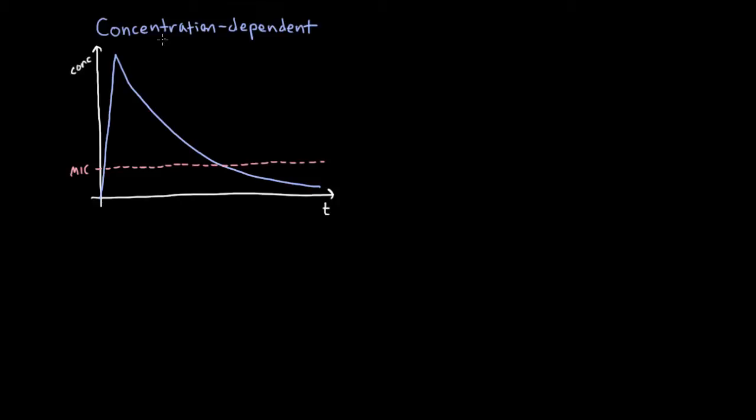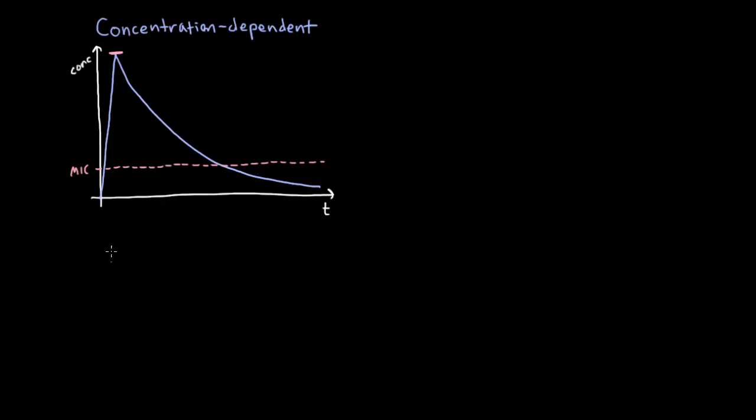Now what concentration dependent means is that if we want to predict how well this antibiotic will kill some bacteria, what we mostly care about is the peak concentration of the antibiotic in the blood. So we usually look at the ratio of the peak concentration to the MIC, and that'll give us an idea of how well it'll kill some bacteria.